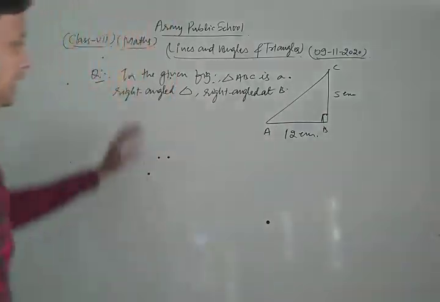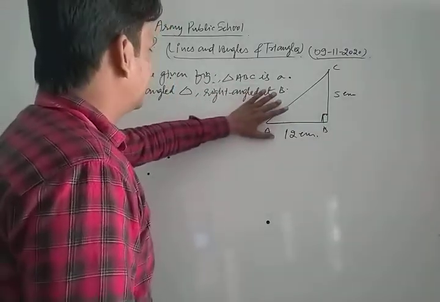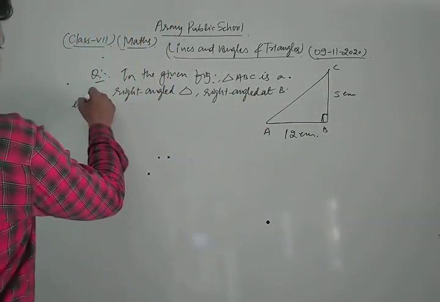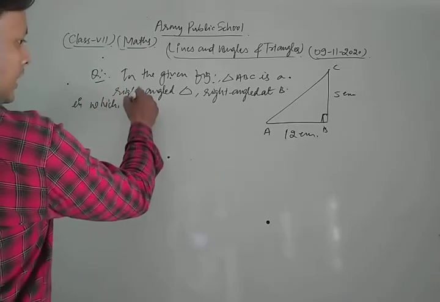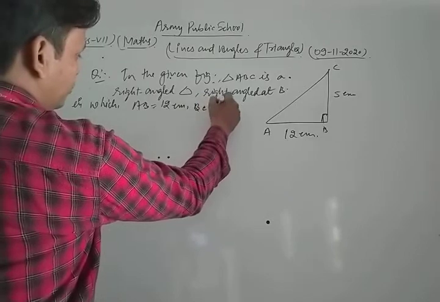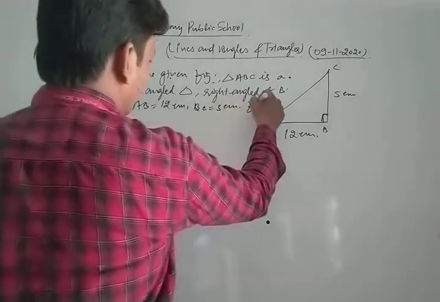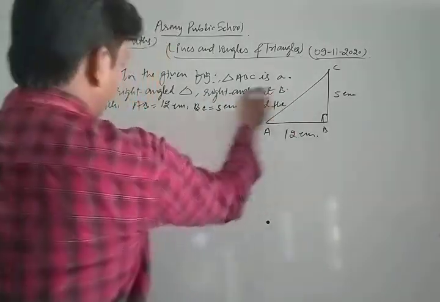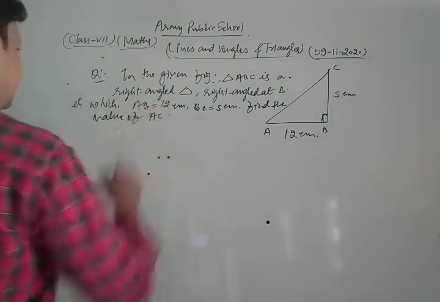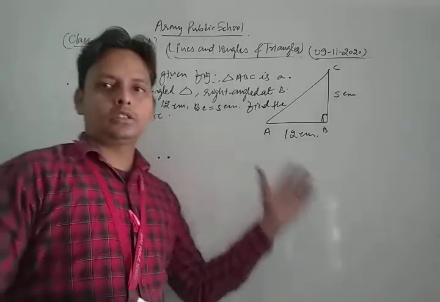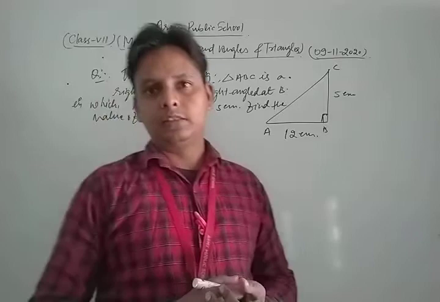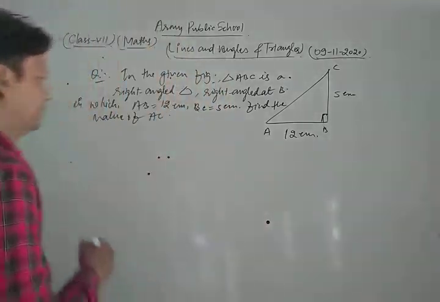Now in the given figure, ABC is a right angle triangle, right angle at B, in which AB is equal to 12 centimeter, BC is equal to 5 centimeter. Find the value of AC. This is your question. Therefore, this is one of the most important question based on right angle triangle. Now let's see its solution.